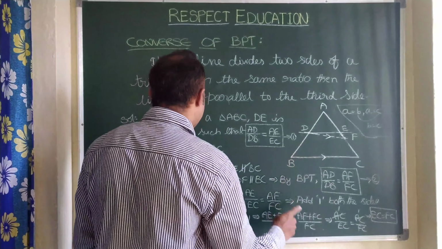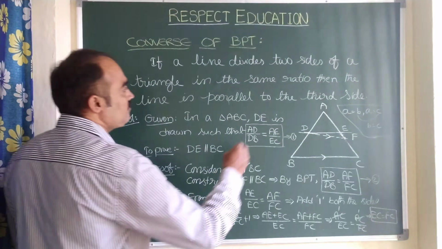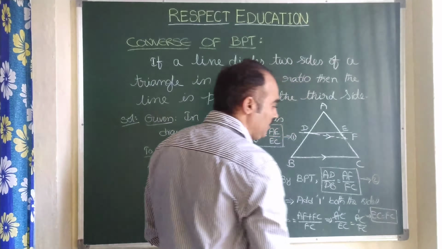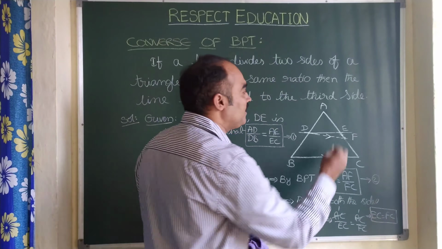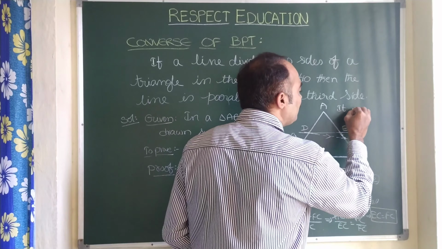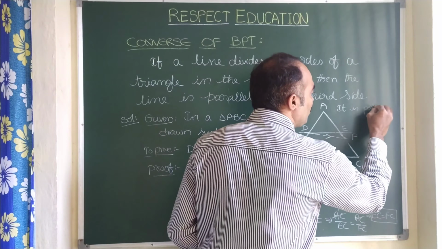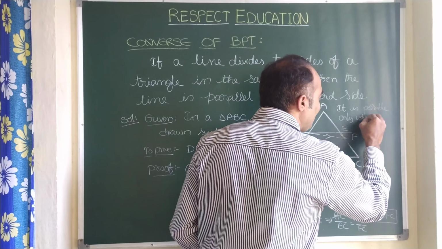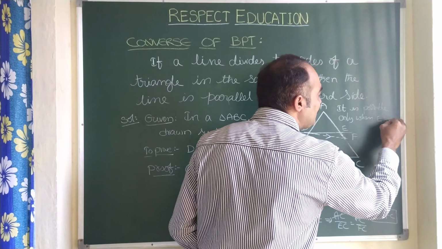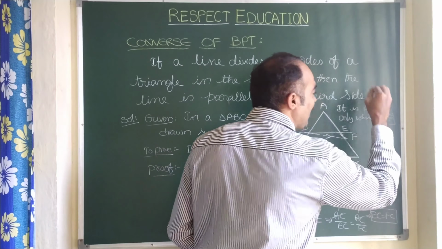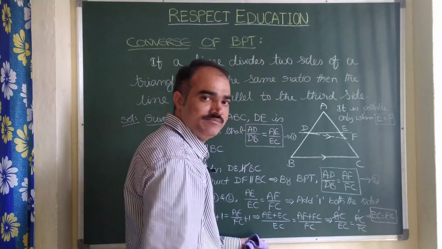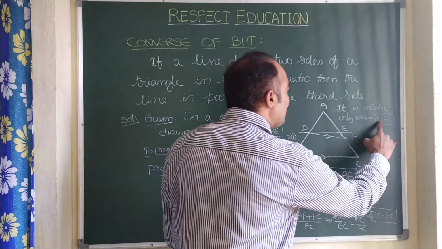So here we got EC equal to FC. It is possible only when E coincides with F, that means E is equal to F, then only we can say EC is equal to FC, right? So here E equals F.